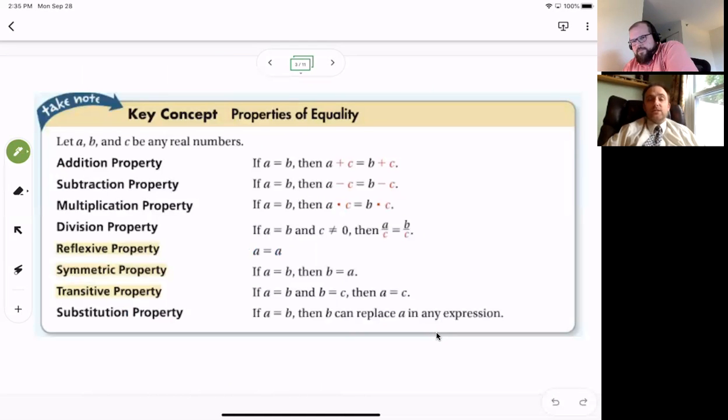This page has a whole bunch of scary stuff on it. It's okay, keep reading. These are all things you know, especially these top ones. The addition property says you can add equal things to each side. The subtraction one says you can subtract equal things from both sides. Same thing for multiplication and for division.